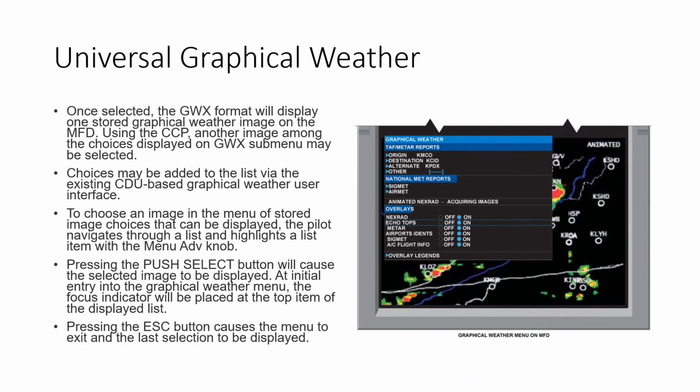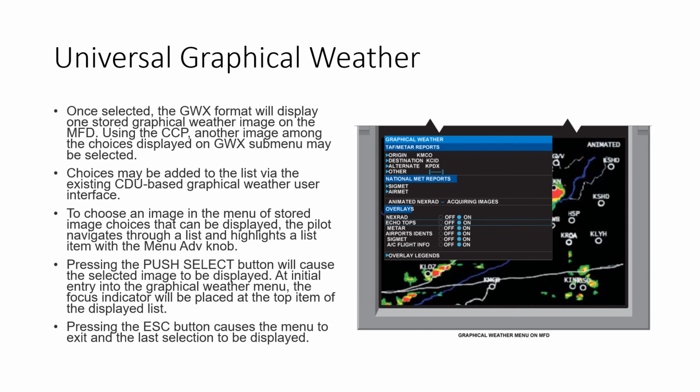The Universal Graphical Weather System is a weather information system that's transmitted via the data radio, the VHF3. And once selected, the GWX format will display one stored graphical weather image on the MFD. Using the cursor panel, another image among the choices displayed on the GWX submenu may be selected, as we can see from here. Choices may be added to the list via the existing CDU-based graphical weather user interface.